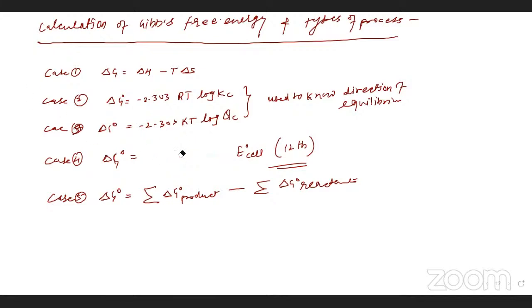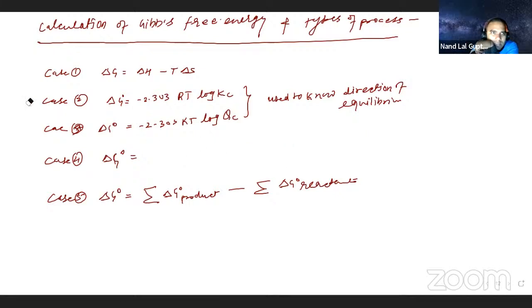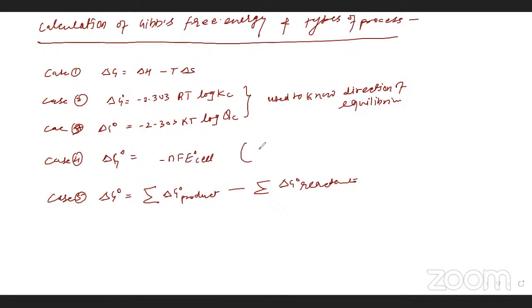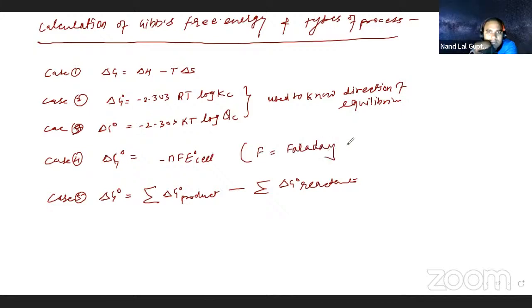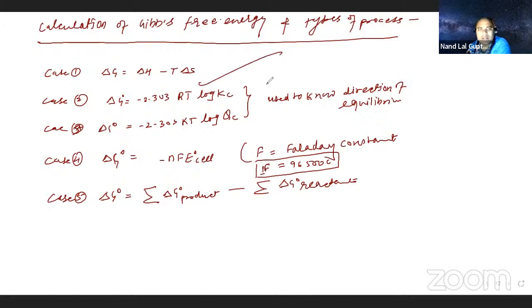So only RT log L. This one is a little bit of a mistake. It is minus nFE° cell, where F means the Faraday constant. Its value is 1 Faraday is equal to 96,500 coulomb. The rest are correct, only this one has a little bit of a mistake.